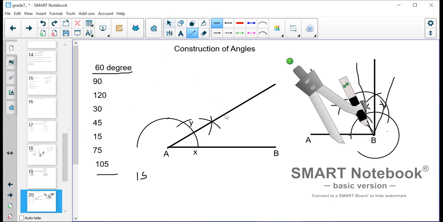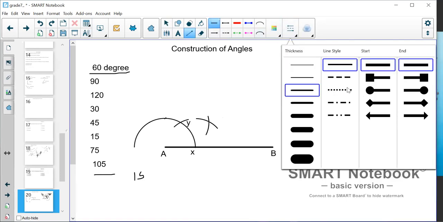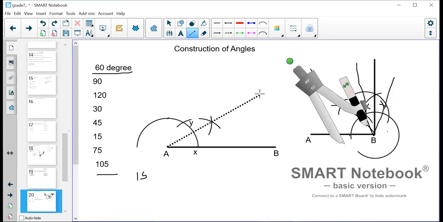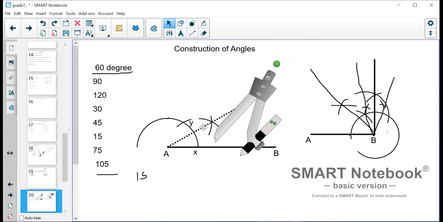Good, now let's look for 15. We know that 15 is a half of 30. So of course, we need to find 30. Now in this case, we would find 30 degrees, but we'll use a broken line because 30 is not what we're looking for. So after we find 30, then we further bisect 30 in order to give us 15.